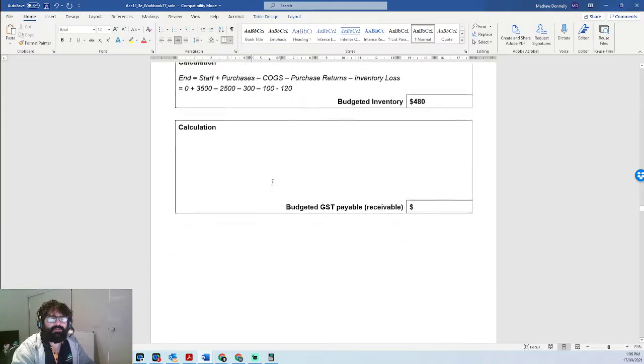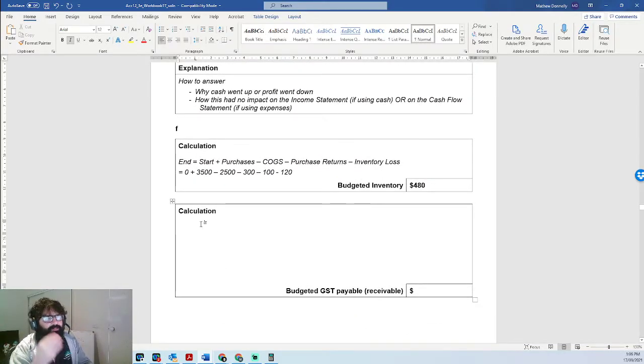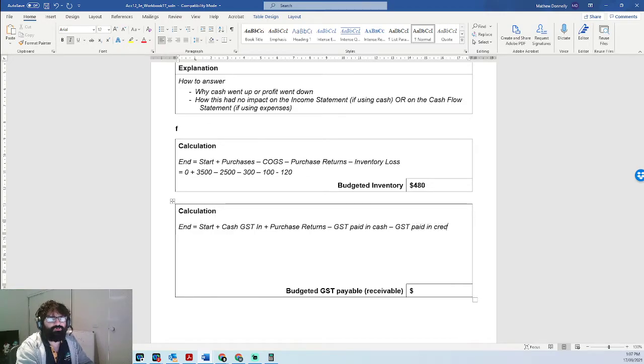Let's go to bank. We'll do our GST payable receivable. So the end equals start plus cash GST in plus, there were no credit sales, so I can just ignore that. But I have to add purchase returns because that means we get GST back. Please remember that, because we get the inventory and the GST back. And then we minus GST paid in cash minus GST paid in credit.